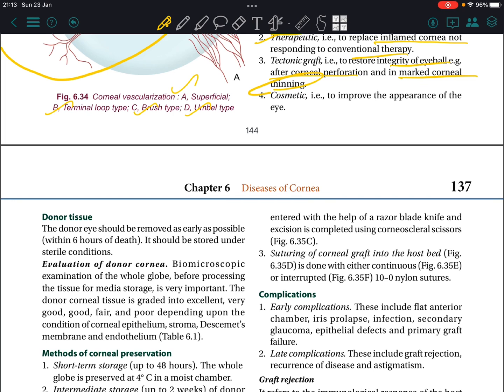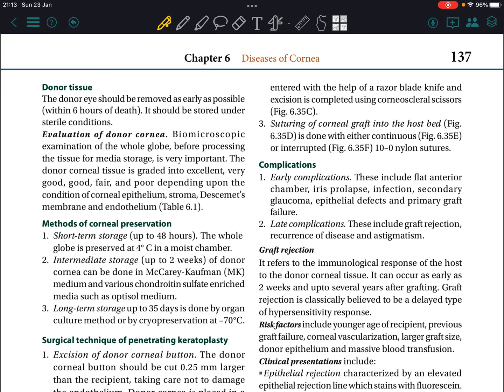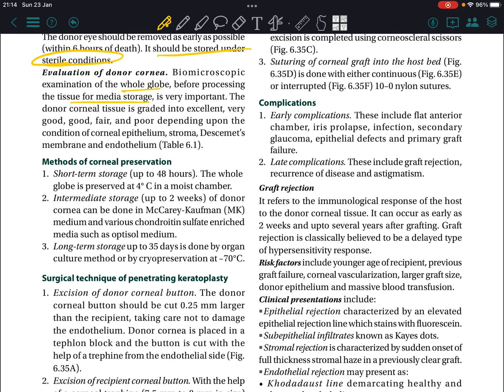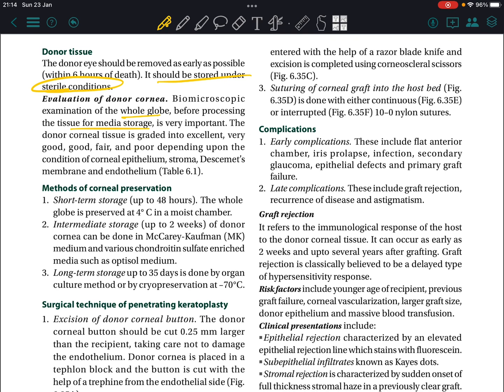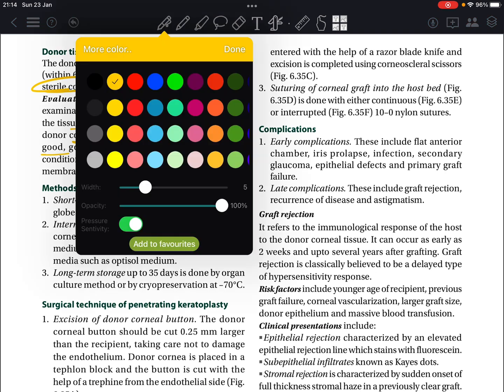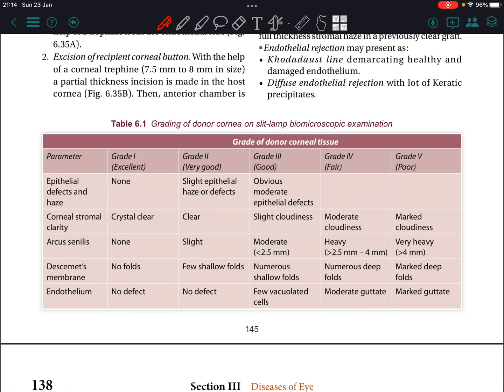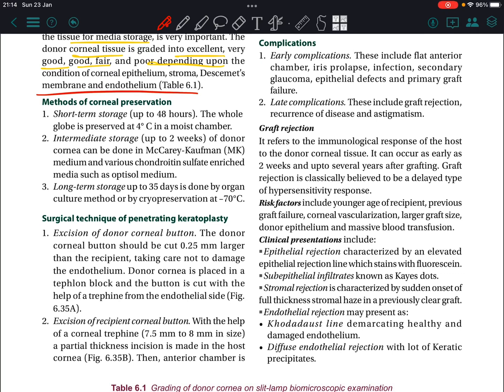Donor tissue: the donor eye should be removed as early as possible. It should be stored under sterile conditions. Evaluation of donor cornea: biomicroscopic examination of the whole globe before processing the tissue for media storage is very important. The donor corneal tissue is graded into excellent, very good, fair, and poor depending upon the condition of corneal epithelium, Descemet's membrane, and endothelium. Let's see the table in further reading.